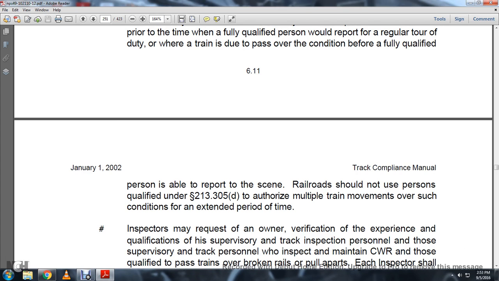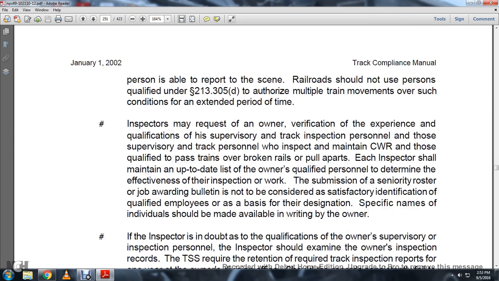Railroad should not use the person qualified under Statute 213.305(d) to authorize multiple train movements over such conditions for an extended period of time. Inspectors may request the owner's verification of experience and qualification of supervisors and track inspection personnel, those supervisors and track personnel who inspect and maintain continuous welded rail, and those qualified to pass the train over the broken rails or pull-aparts.